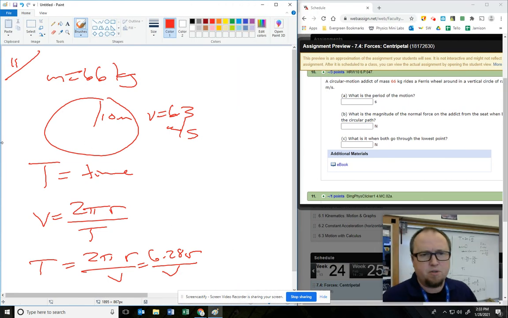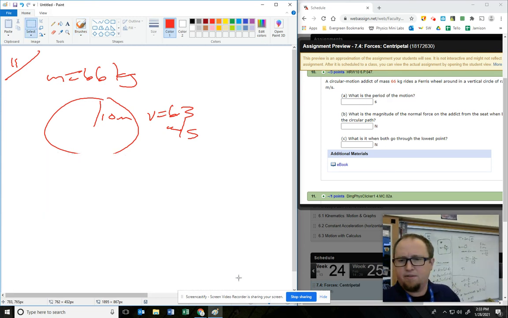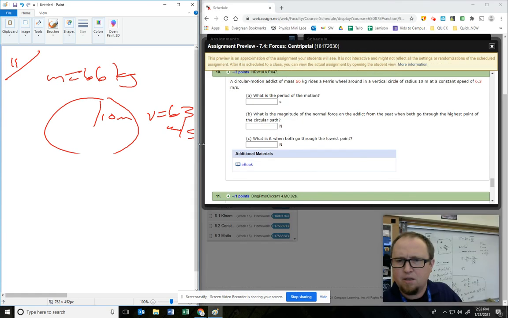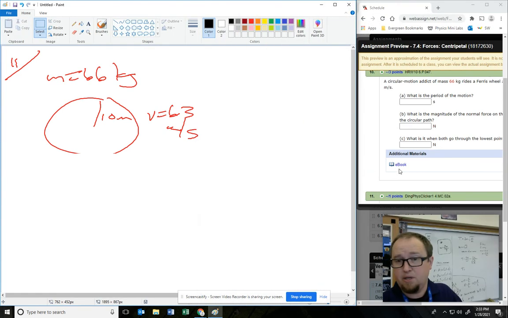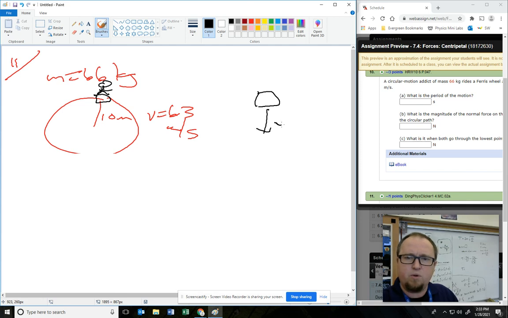What's the magnitude of the normal force from the seats when they're at the highest points? And here's what's tricky. On a Ferris wheel, you're on a seat, sitting on top of something. You're not upside down. That'd be a sweet Ferris wheel, but you're sitting on top of it. So while you're up there, you have a weight force and you have a normal force. And your normal force would be smaller because you have to have more towards the center.